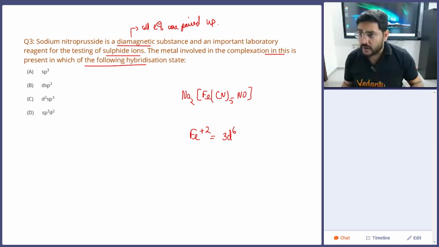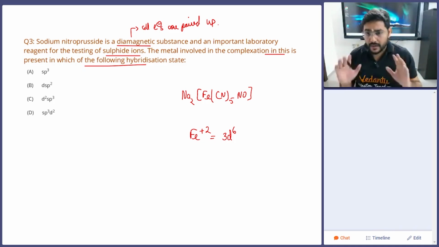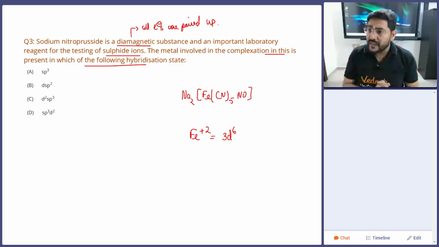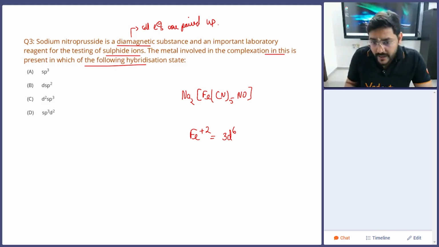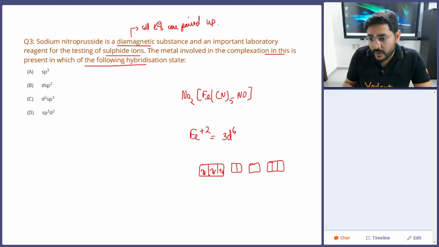Now here a strong field ligand is there. Yes or no, everyone? Strong field ligand is there, so can I say that pairing is going to take place? Yes, 100% pairing is going to take place. So pairing of 3d6 is going to take place. Now 2 d orbitals are remaining inside, and 1 s and 3 p. So can I say that we are going to get d2sp3 hybridization?